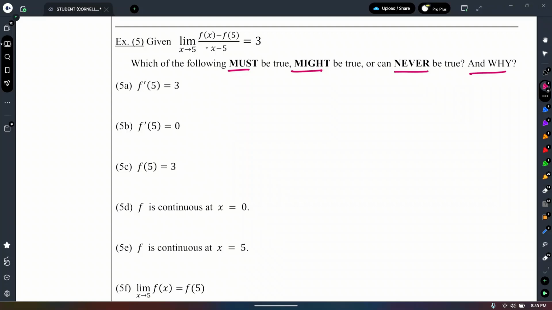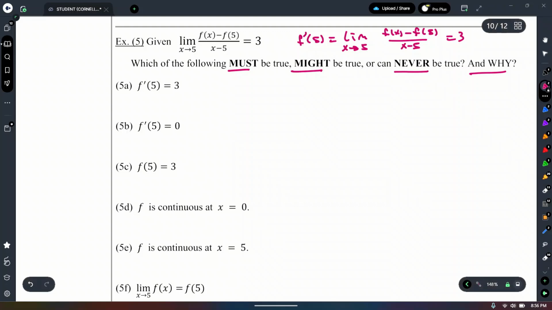You look at this, and you should recognize this, this is basically our alternate definition of the derivative. So f prime of 5 is equal to the limit as x approaches 5 of f of x minus f of 5 over x minus 5, and this is equal to 3. And just remember, this is our derivative. We know it's equal to 3. I just added this f prime of 5 to give us a visual. So it says f prime of 5 is equal to 3.